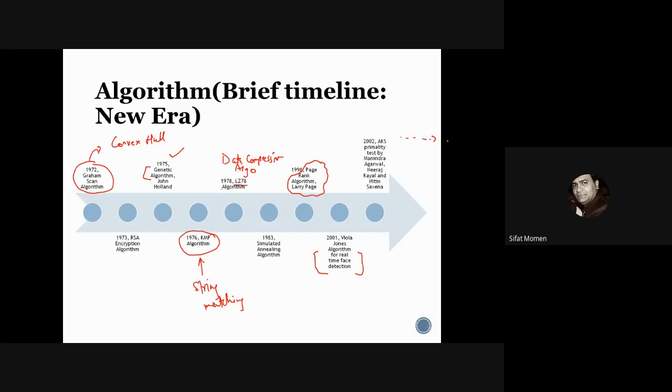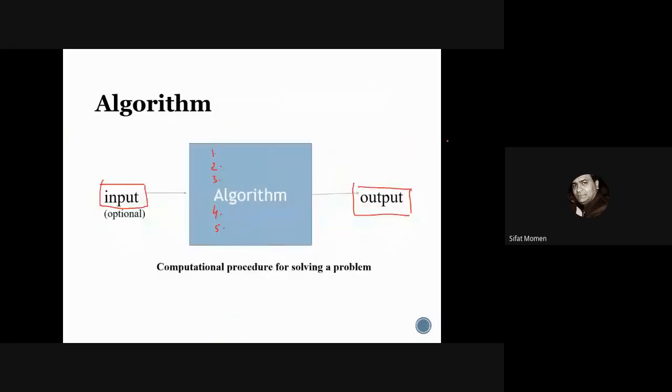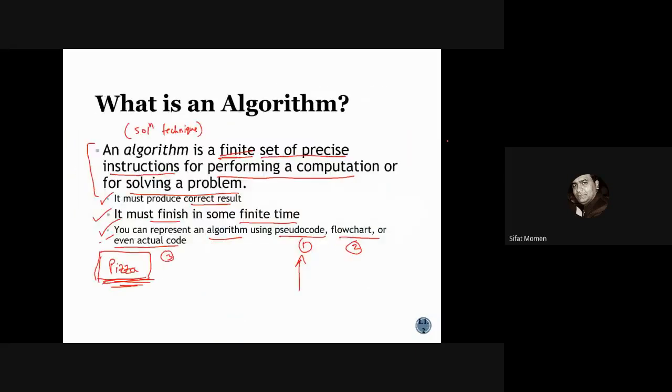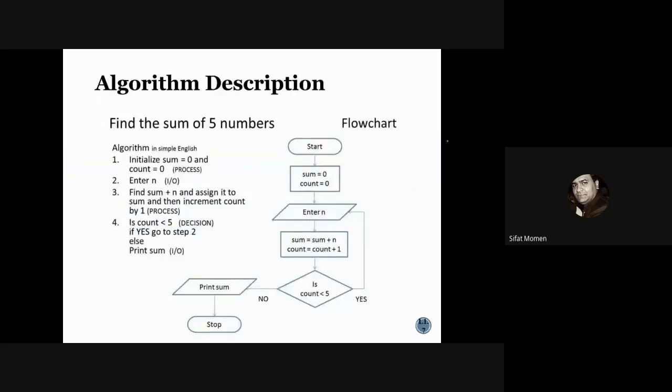Now, as I mentioned a few slides back, you can express an algorithm in a number of ways. You can express an algorithm in the form of pseudocode. You can express an algorithm in the form of a flowchart, or even if you wish to write actual code, you can do that using a language of your own choice. So here's an example.